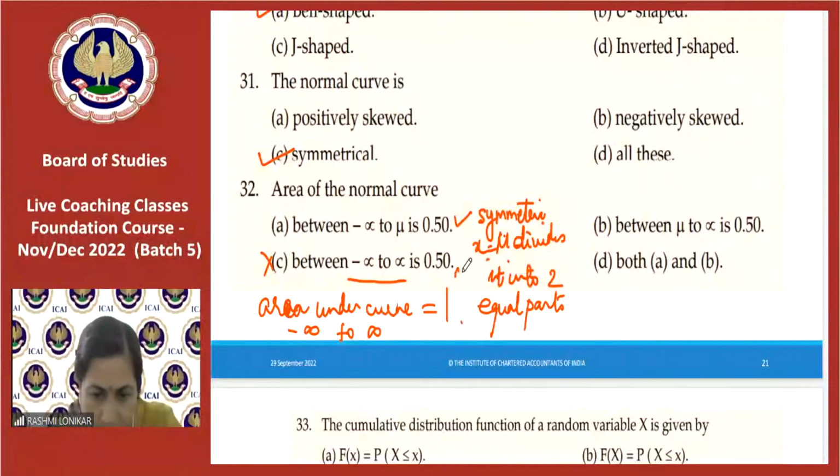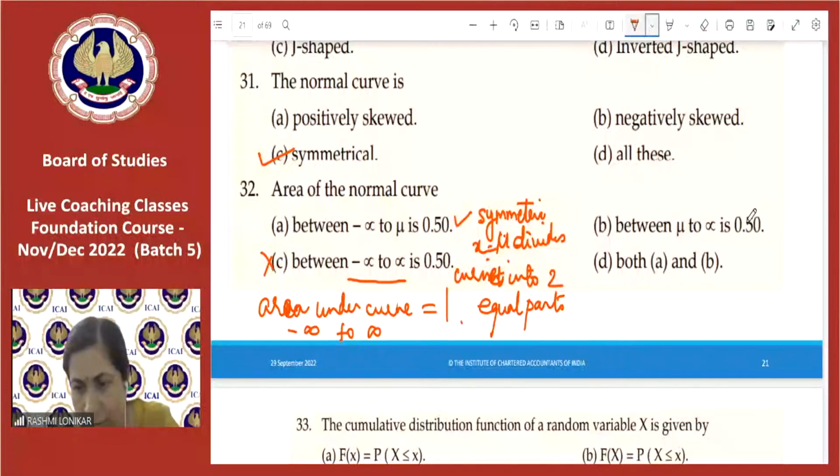Divides the curve into two equal parts. So minus infinity to mu is 0.5, correct. Between mu and plus infinity is 0.5. This is also correct. A is also correct. B is also correct. So D is the correct answer.